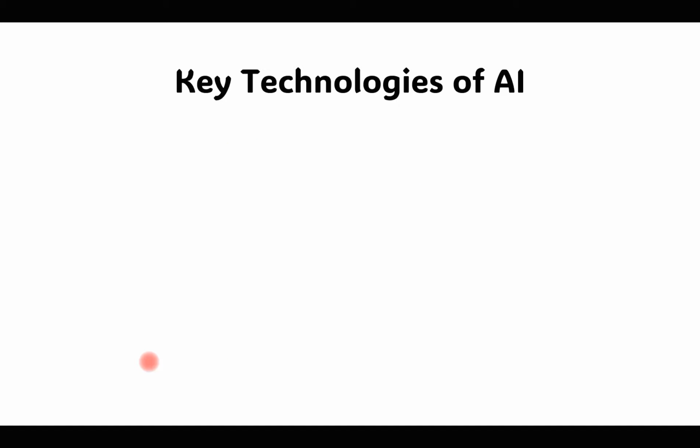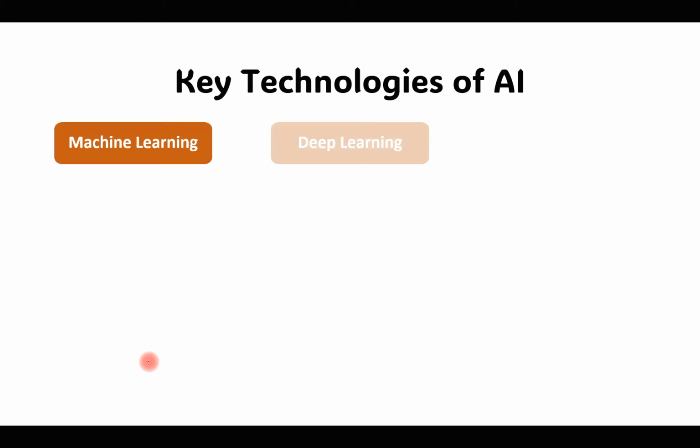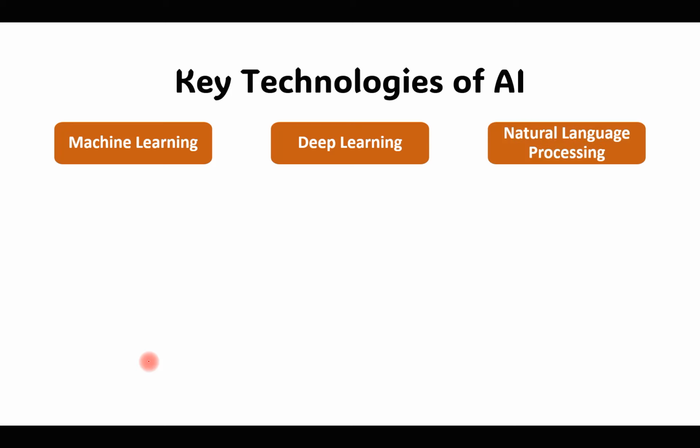Now let's understand the key technologies behind the AI system. When we talk about the key technologies behind AI, three things come into the picture: machine learning, deep learning, and natural language processing. And how are these all related? If we talk about it, AI is a broad field.